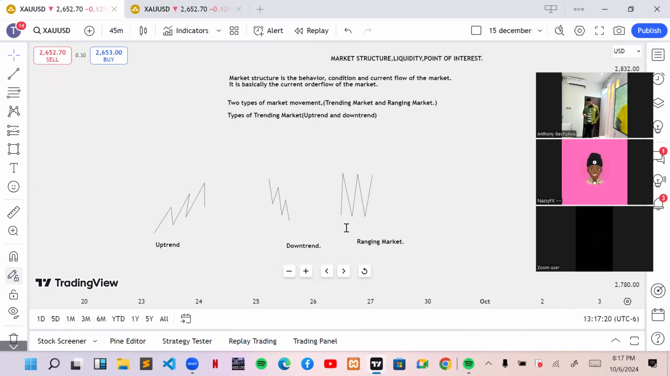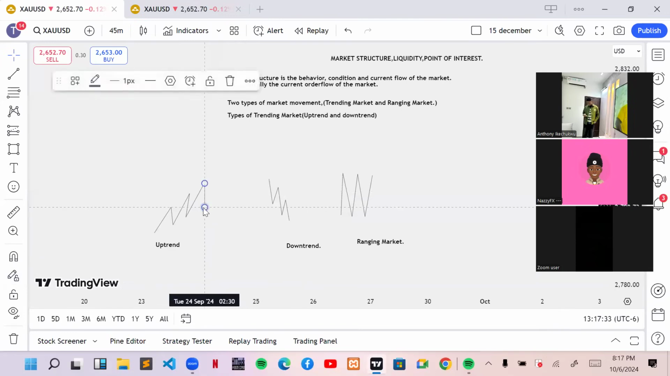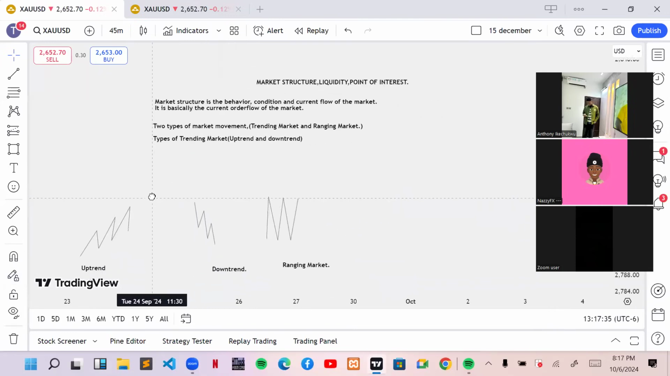Now, what I actually look out for in the market structure part of this strategy, there are two things I look out for. I look out for market structure shifts, number one. I look out for break of structure, number two. Now, what is a market structure shift?